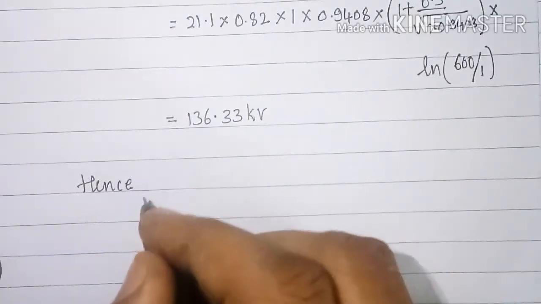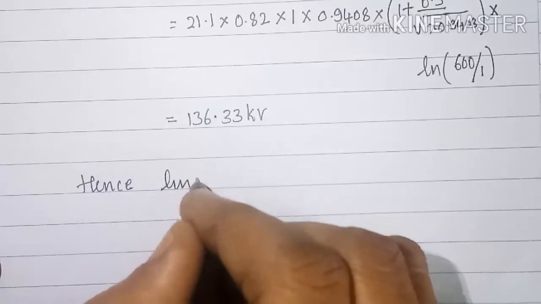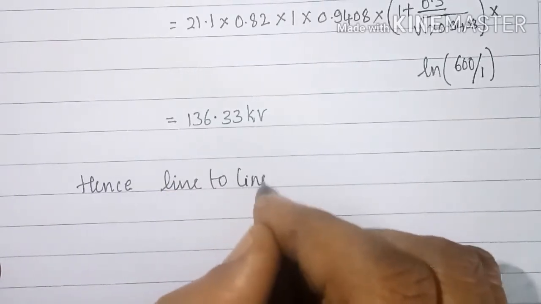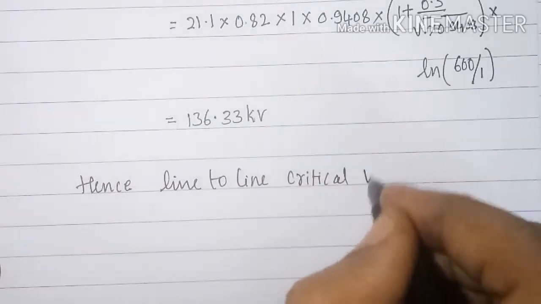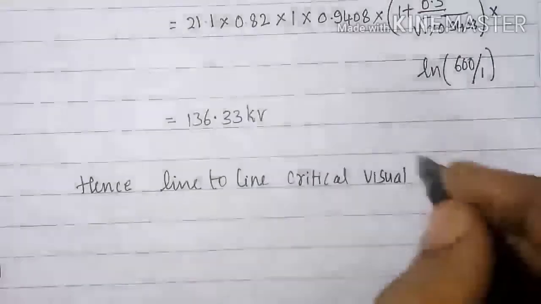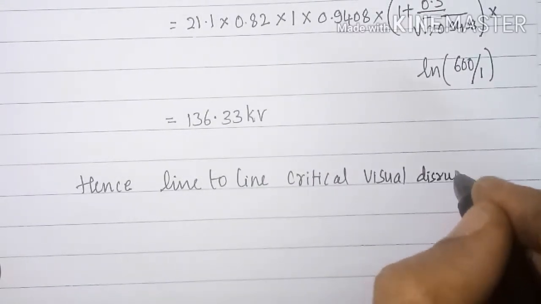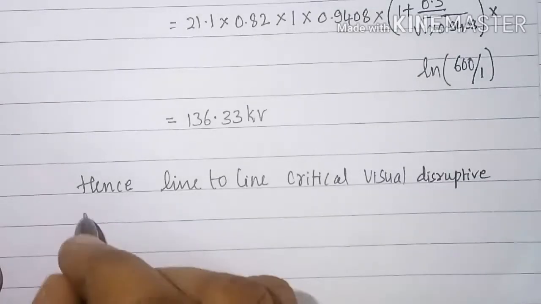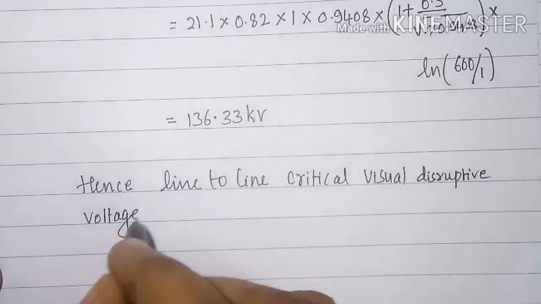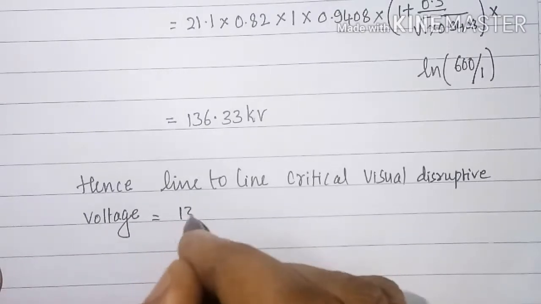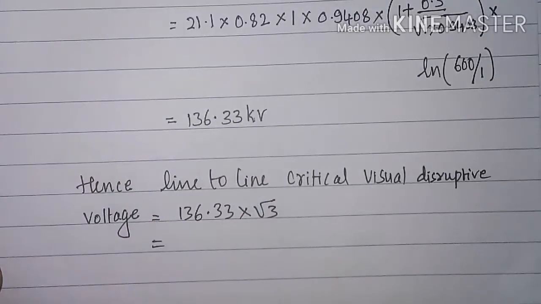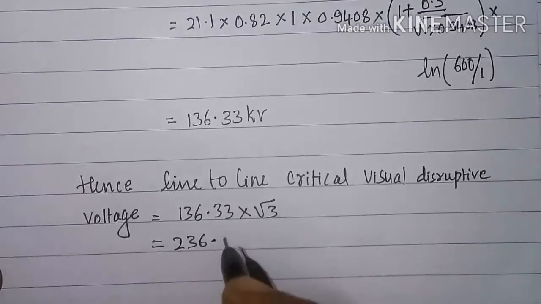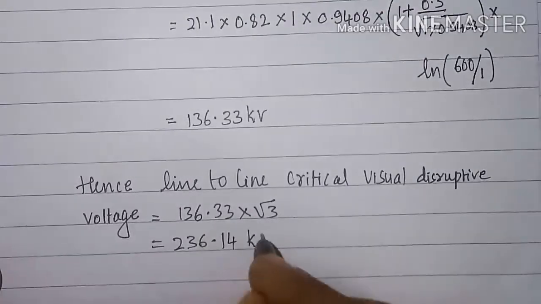Hence, line to line critical visual disruptive voltage is equal to 136.33 into root 3. That is equal to 236.14 kV.